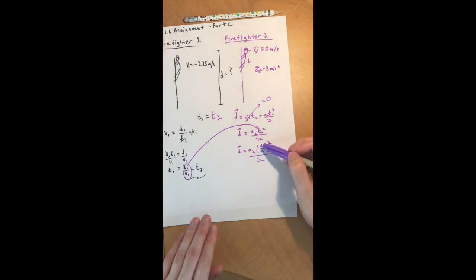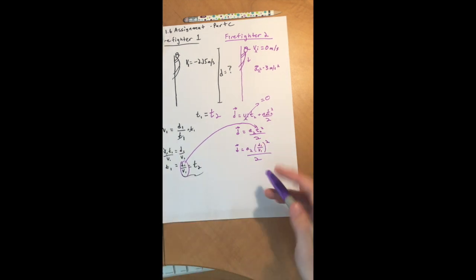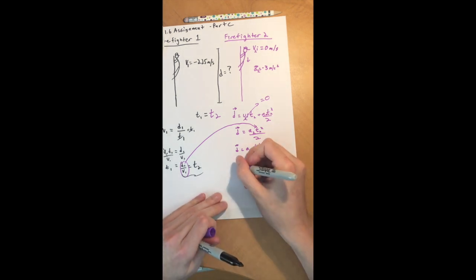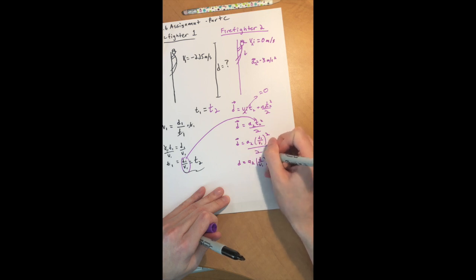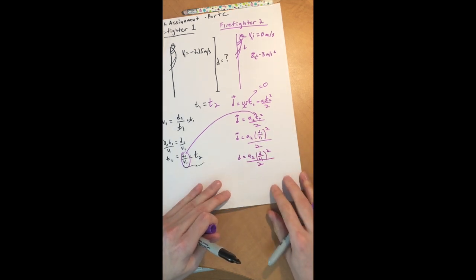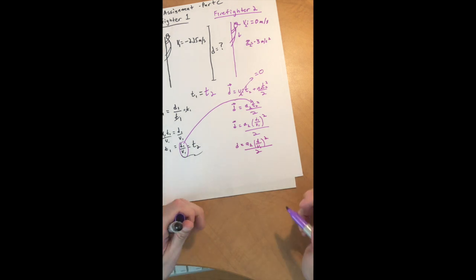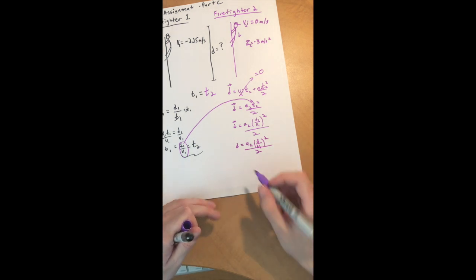So I'm going to now change from calling it D1 to just being D again. I just put it in there so we could see where it came from. But let's go ahead and just rewrite that as D equals A2 times D over V1, still squared over 2. Now we just have to play around with this a bit until D is isolated. So what do we got?